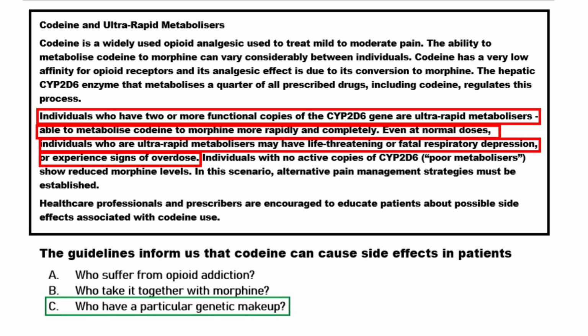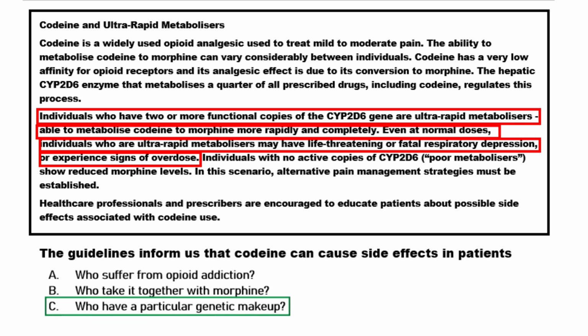The passage clearly states that individuals who have 2 or more functional copies of the CYP2D6 gene are considered ultra-rapid metabolizers of codeine. These individuals can metabolize codeine to morphine more rapidly and completely, which can lead to life-threatening or fatal respiratory depression or overdose symptoms even at normal doses. This genetic makeup affects how codeine is processed in the body and can result in adverse effects. Therefore, option C is the correct choice.